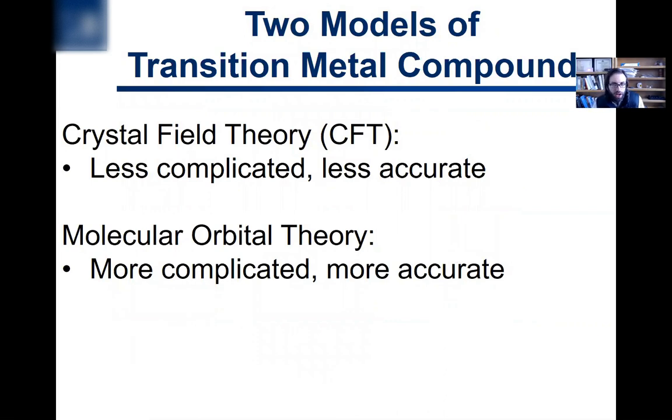All right, so there's 2 models of transition metal compounds. They are crystal field theory, abbreviated CFT, and molecular orbital theory, we call it MO theory. CFT is less complicated. It's not necessarily true that less complicated things are less accurate, right? I mean, Einstein's theory of relativity, if you really look at it, isn't that complicated, and it's very accurate. But anyway, this is less complicated and is less accurate. MO theory is more deeply rooted in quantum mechanics, and so it is a little bit more complicated, but it's more accurate. We're going to start with CFT before we dive into molecular orbital theory later in the chapter.